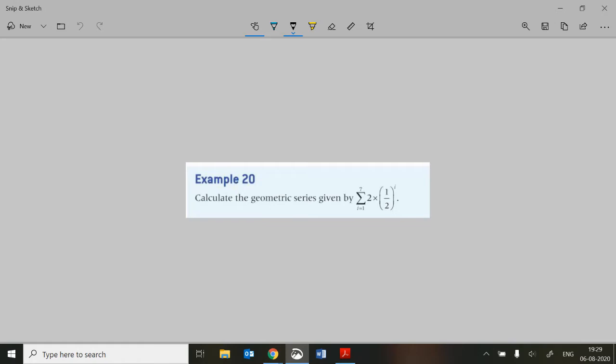Calculate the geometric series given by this: the summation of i equals 1 to 7 of 2 times a half to the power of i. So they want the first 7 of these geometric progression terms added together. Well, let's just see what they are. Let's put in 1 to start off with. So 2 times a half is 1.